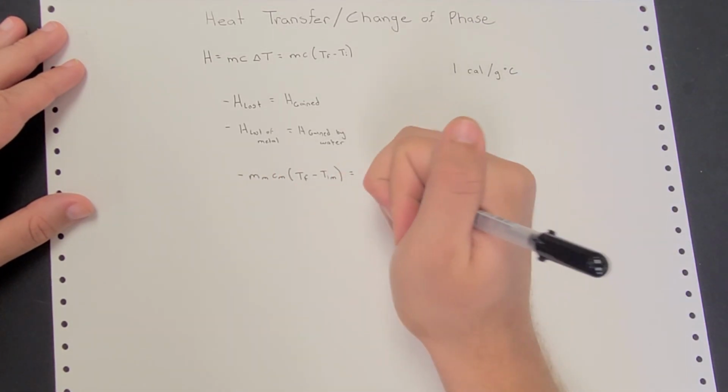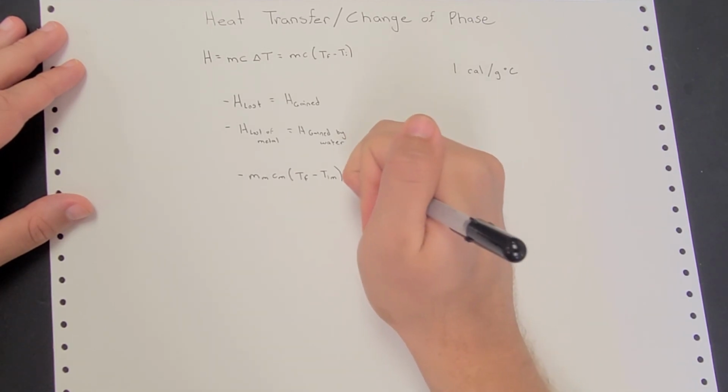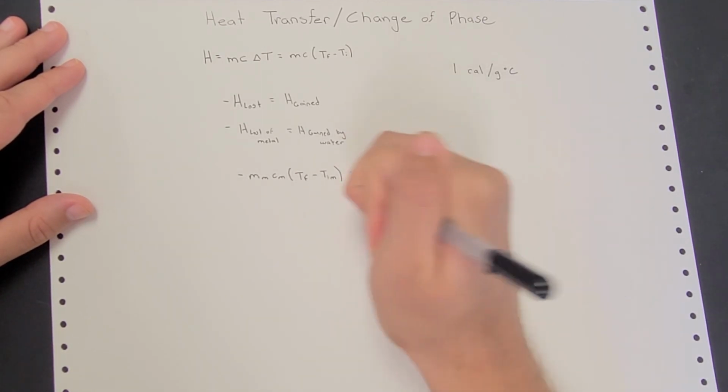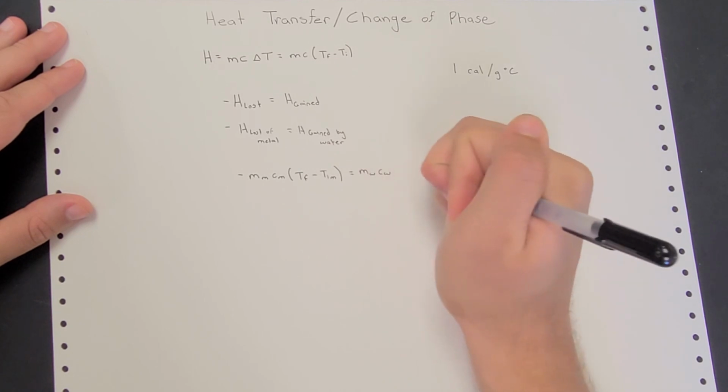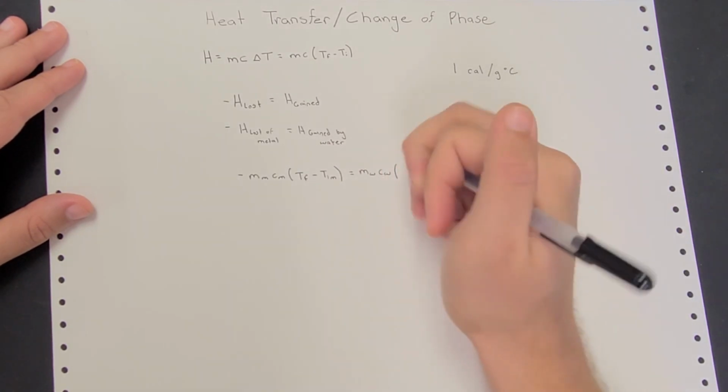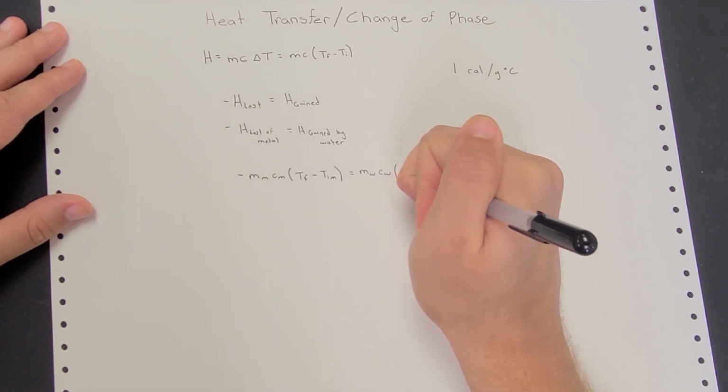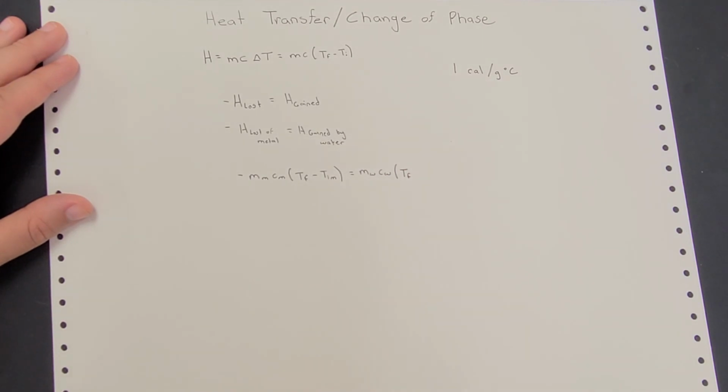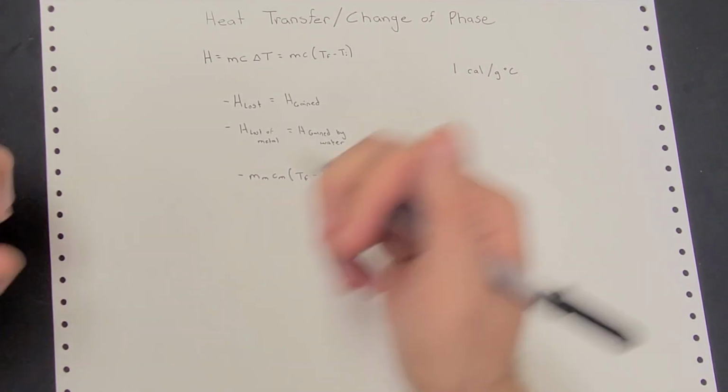And on the other side, we're going to have the heat gained by the water. So we're going to have the mass of water times the specific heat of the water times the change in temperature of the water. Again, our T final for the water and for the metal are going to be the same, because that's whenever they've come into equilibrium.